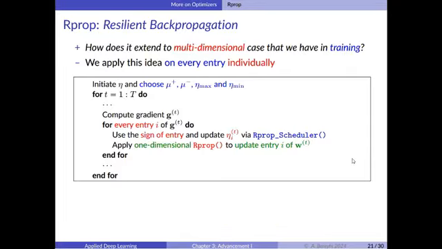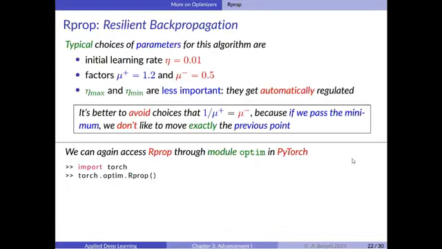And yes, nothing very hard or special. You can see the factors mu plus and mu minus. And we should not choose mu plus and mu minus in a way that their product would be 1, because we are not going to move exactly to the previous point that we were. Okay.